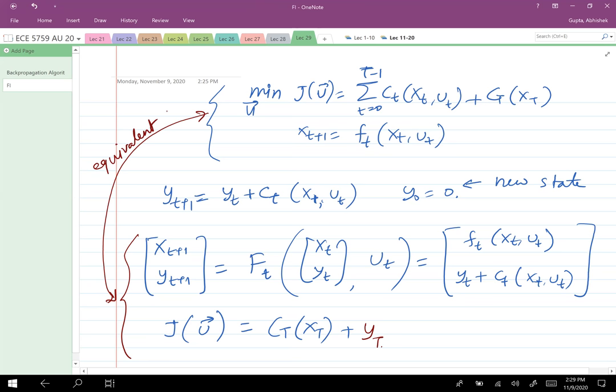They have the same performance index and the state transition function is also preserved in some sense. Any question on this equivalence? Okay, no questions. All right.